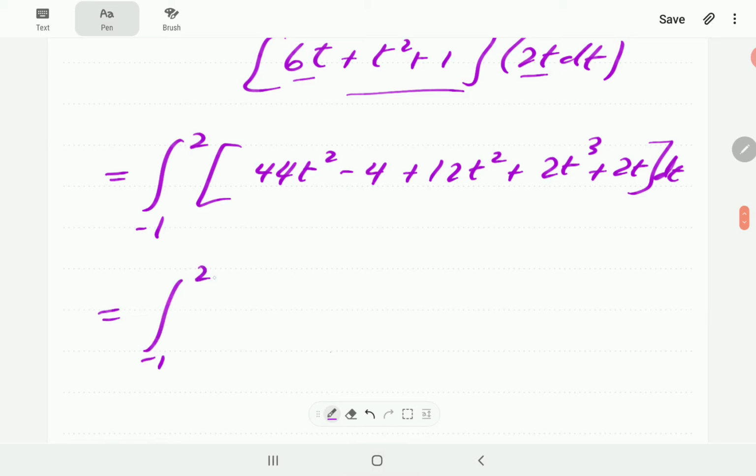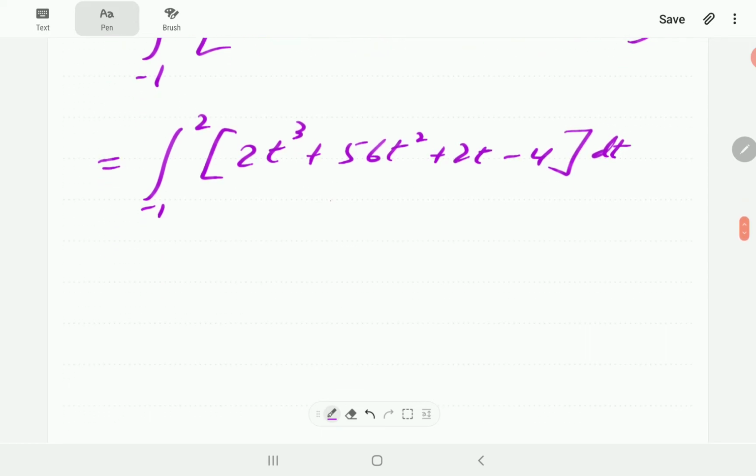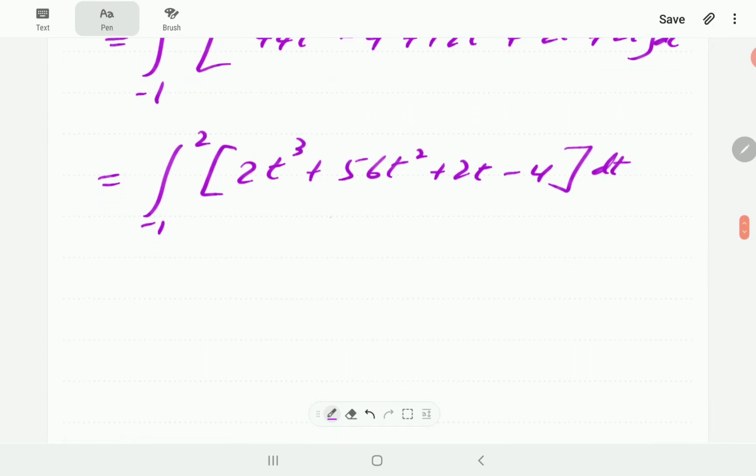So if we write this in terms of the highest power first, we're going to have 2t cubed plus 56t squared, then plus 2t minus 4. So that's just the polynomial we have to integrate.